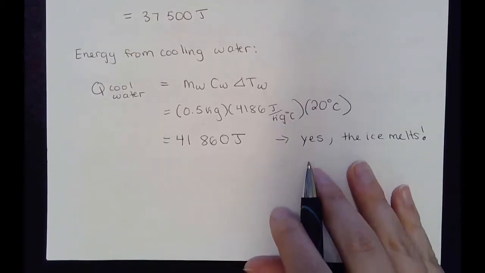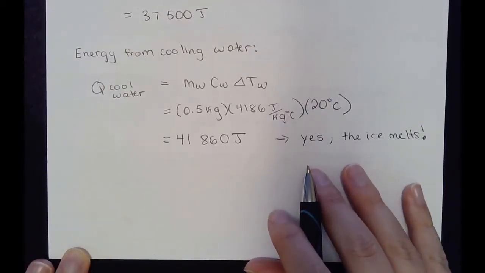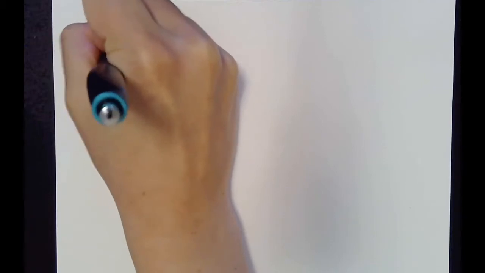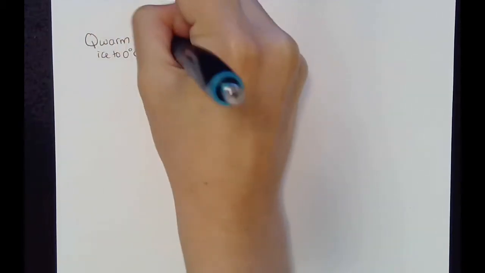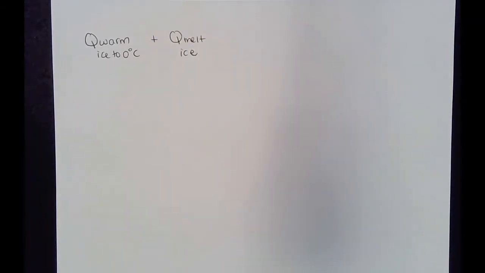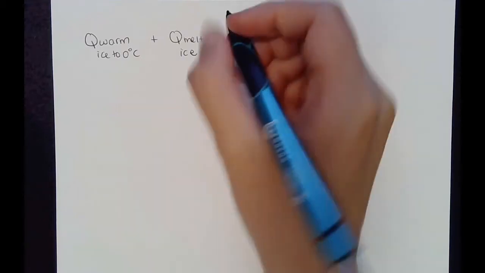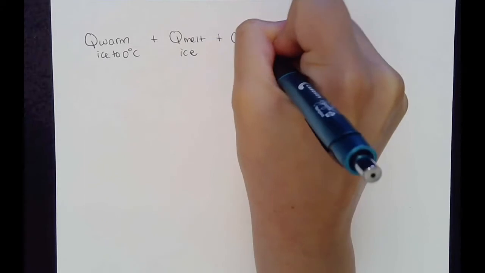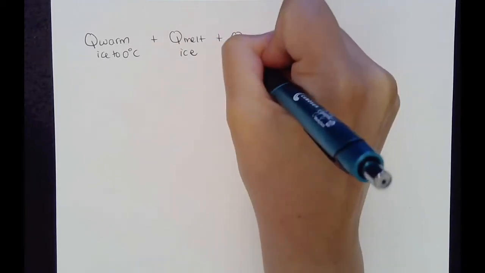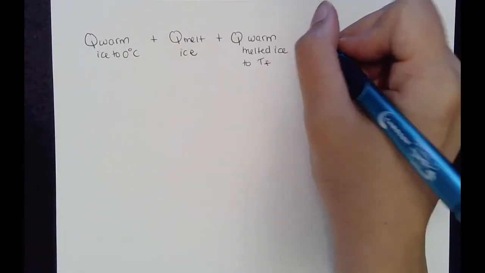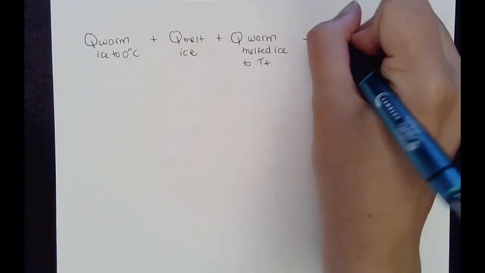So now we want to find the final temperature of the solution. Okay, I needed a bit more room, so I'll continue here. So first we want to warm the ice to 0 degrees, plus Q to melt the ice. And now we know that there is some extra energy. It's not going to end up at 0, so we'll have to then warm the melted ice to the final temperature. You don't necessarily need a subscript that long, but whatever works for you. And then we're going to cool the water.